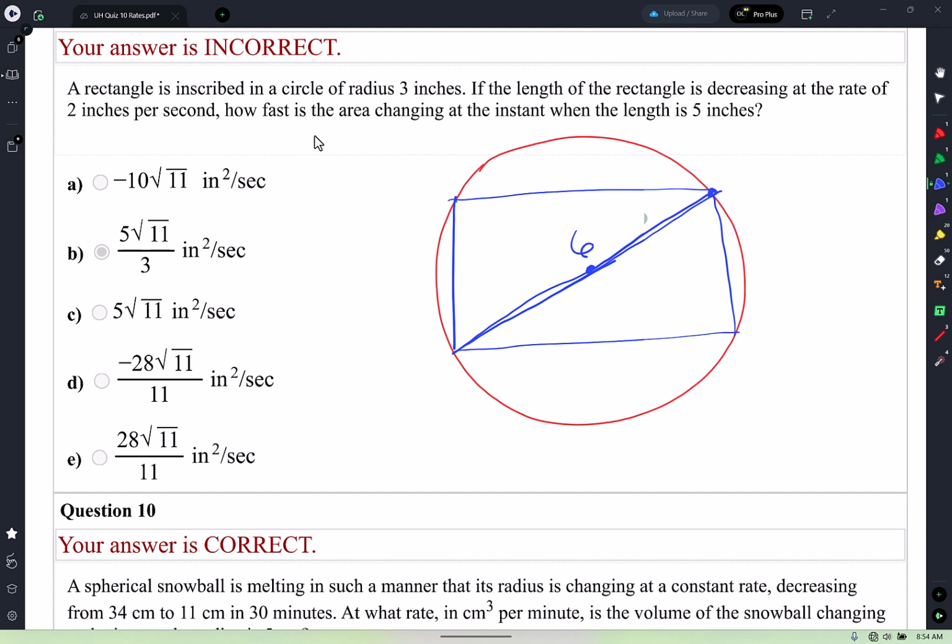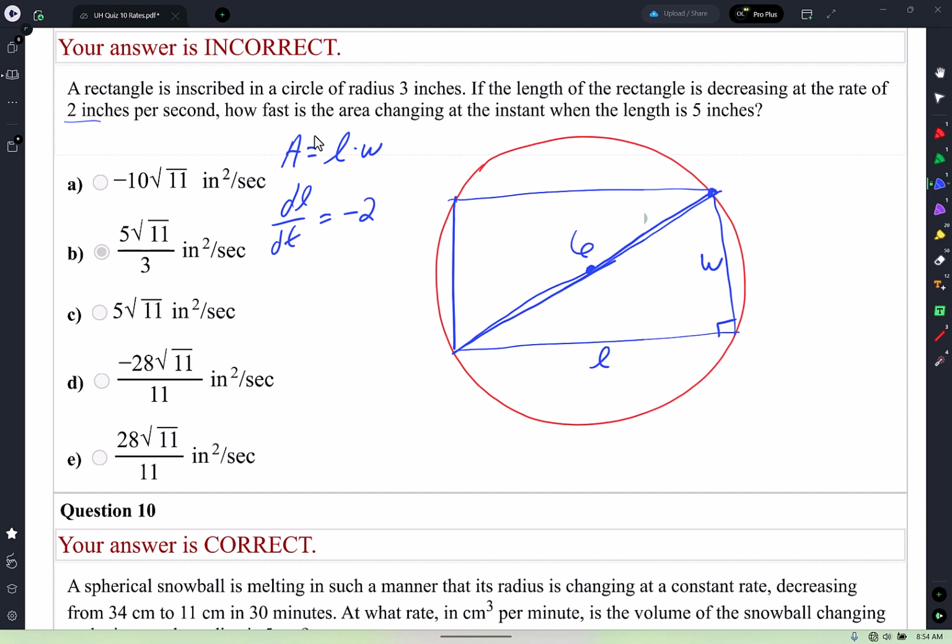We're going to say this is the length, and this is the width. Oh man, you're going to have to use a whole bunch of stuff. How fast is the area changing? The area of that rectangle is length times width. Before you start taking a derivative, you're going to need dL/dt, and they do tell us that: the length of the rectangle is decreasing. dL/dt is equal to negative 2 inches per second, decreasing because it says decreasing.